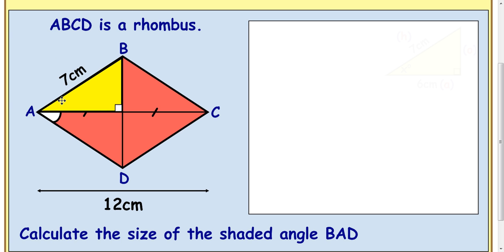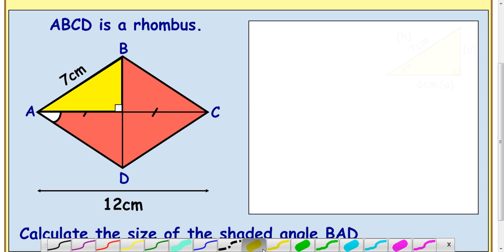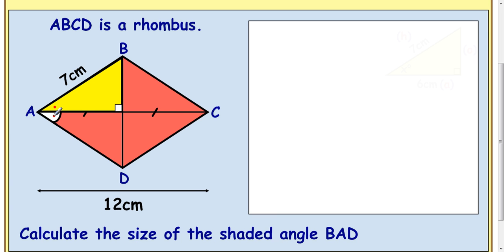Now, this right angle triangle, if you look at this part, the angle in this is actually half of angle BAD. These two angles in a rhombus are exactly the same. This top part here, I'll just mark that. This bit here and this bit here are exactly the same size. So if we work out the top one in the yellow triangle, then we can just double it to find the total here, which is B to A to D.